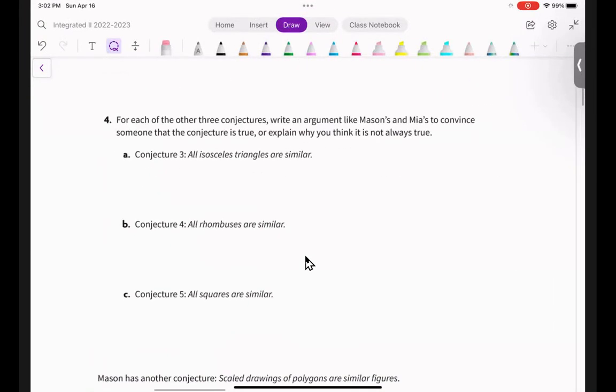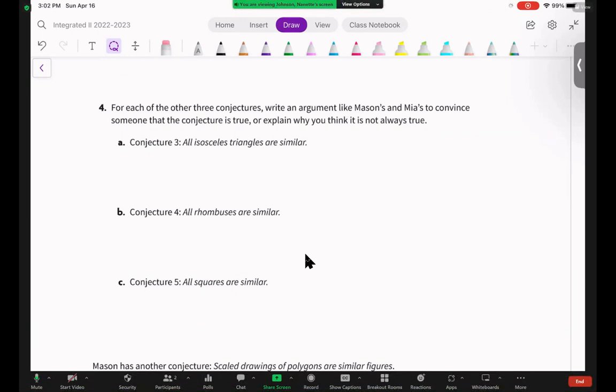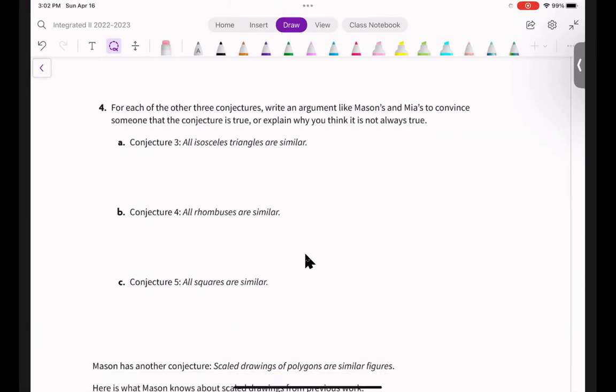Okay, let's move on. Number 4, for each of the other 3 conjectures, write an argument like Mason's and Mia's to convince someone that the conjectures are true or false. So all isosceles triangles are similar. Do you think that's true?